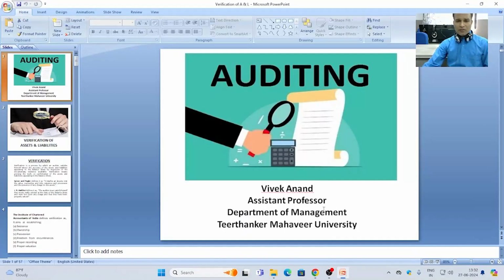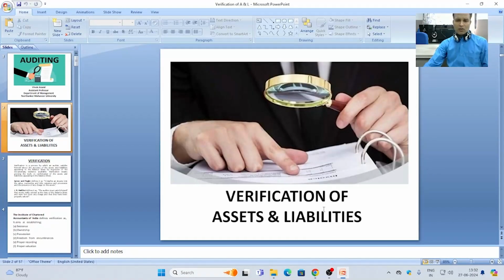Under the subject of auditing is verification of assets and liabilities. Assets and liabilities are shown on the asset side and liability side of the balance sheet. An auditor during his audit work has to very carefully verify each and every asset and liability shown by the balance sheet on the balance sheet date. It provides him assistance to give his report and to do his audit work in a very effective and timely manner.